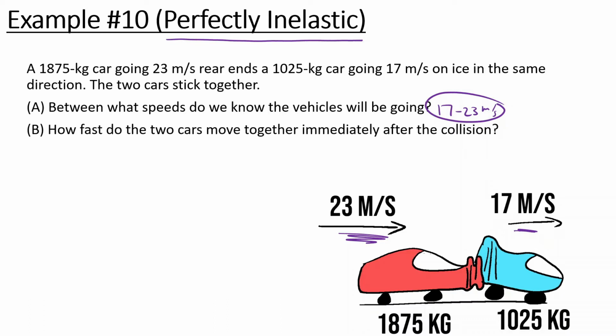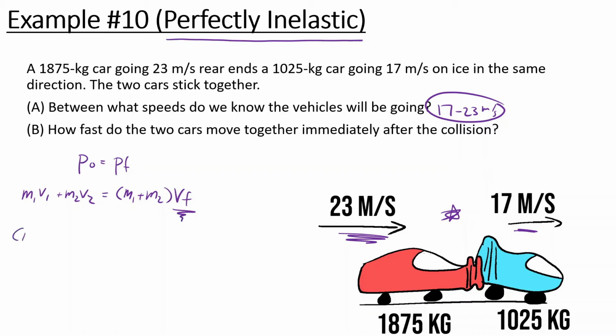Part B, how fast do the cars move immediately after the collision? So let's figure out what that number is. With most of these problems, we're going to use the conservation of momentum. The momentum at the beginning equals the momentum at the end. At the very beginning, we have the mass of one car times the velocity of that car, plus the mass of the second car times the velocity of the second car, is equal to, after they hit, they're both moving at the same speed because they stick together. So the velocity final. And we're looking for what this velocity final is.